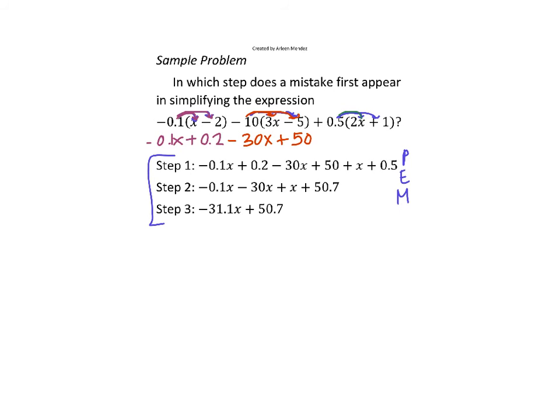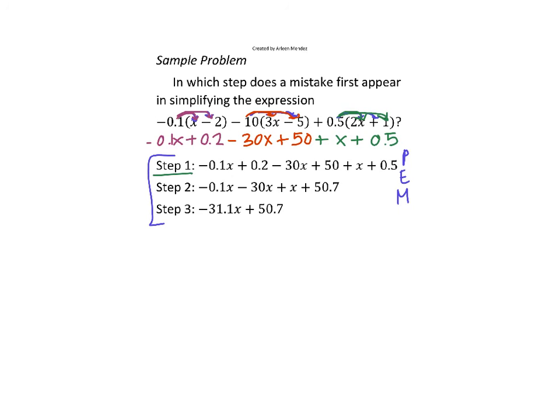Positive 0.5 times 2x. Well, let's work this out down here. We've got 0.5 times 2 times x. 0.5 times 2, that's 1/2 times 2. 1/2 of 2 is 1 times x. So that's going to give us a 1x, which is just x. Positive times a positive is a positive, so positive x. And again, if you're doing this on your paper, keep your scratch work separate from everything else. 0.5 times 1, well, anything times 1 is itself, so that's going to be positive 0.5.